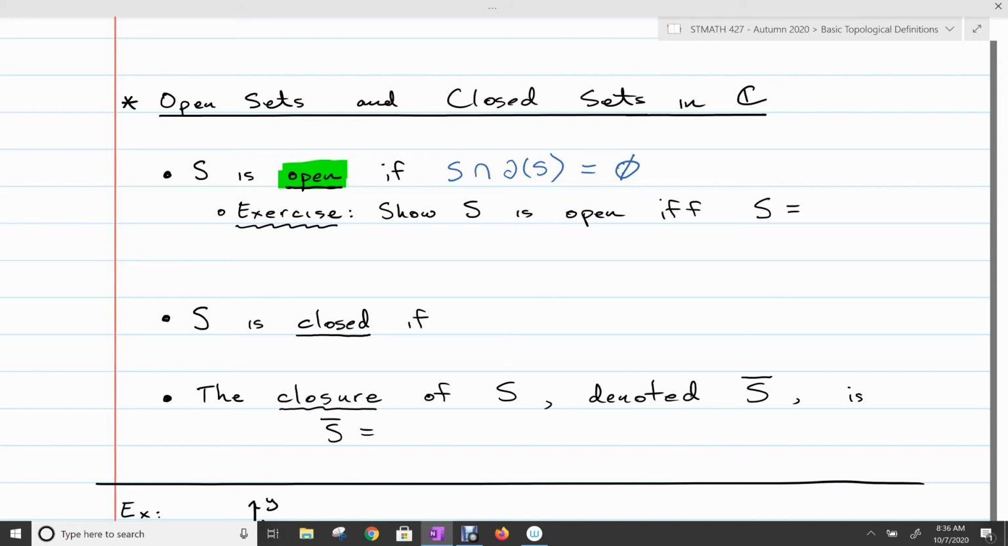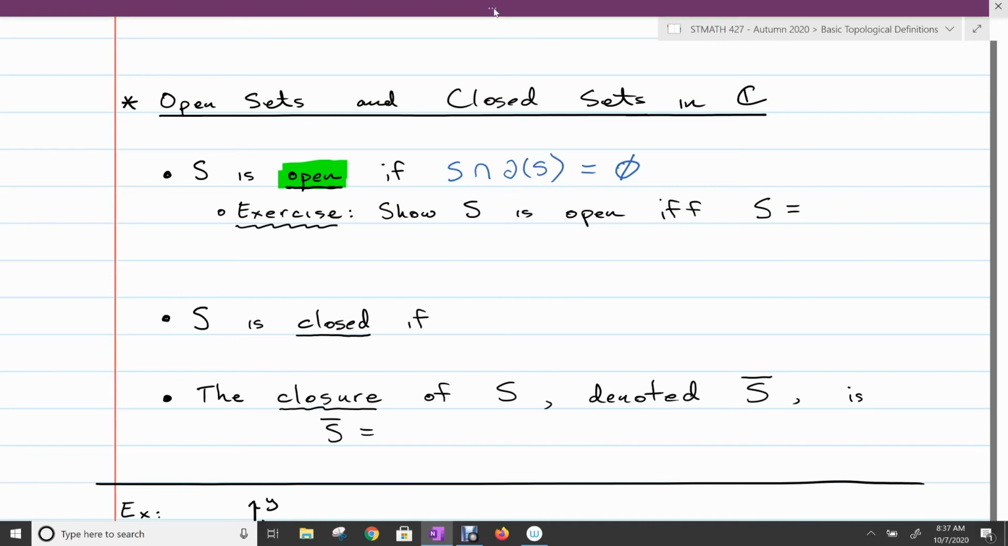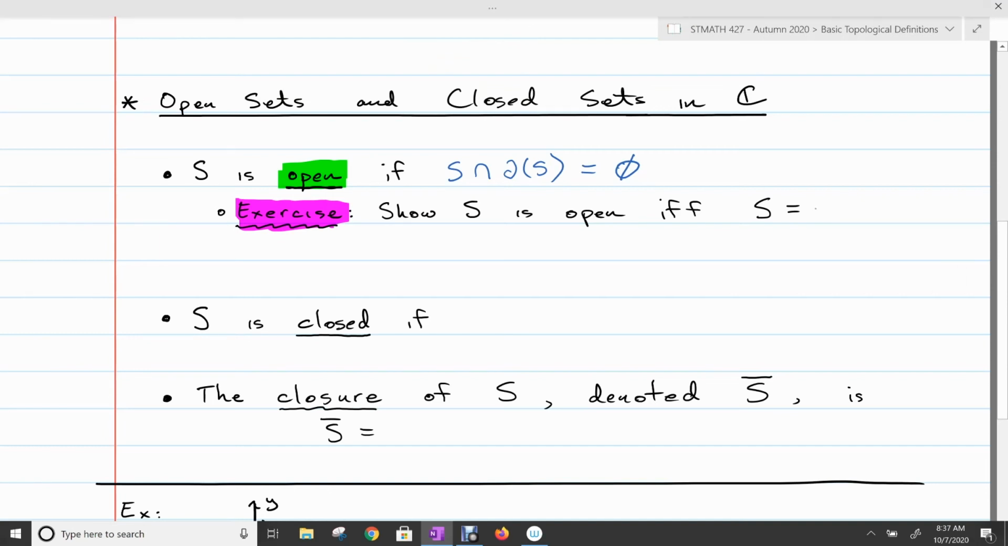But it turns out there's lots of ways to capture the idea that a set is open. One of the common ways that I'm listing as an exercise here is that a set would be open if and only if S is equal to its set of interior points. And then the way the author of our textbook defines closed is to say S is closed if it contains all of its boundary points. We would write that as boundary of S is a subset of S.